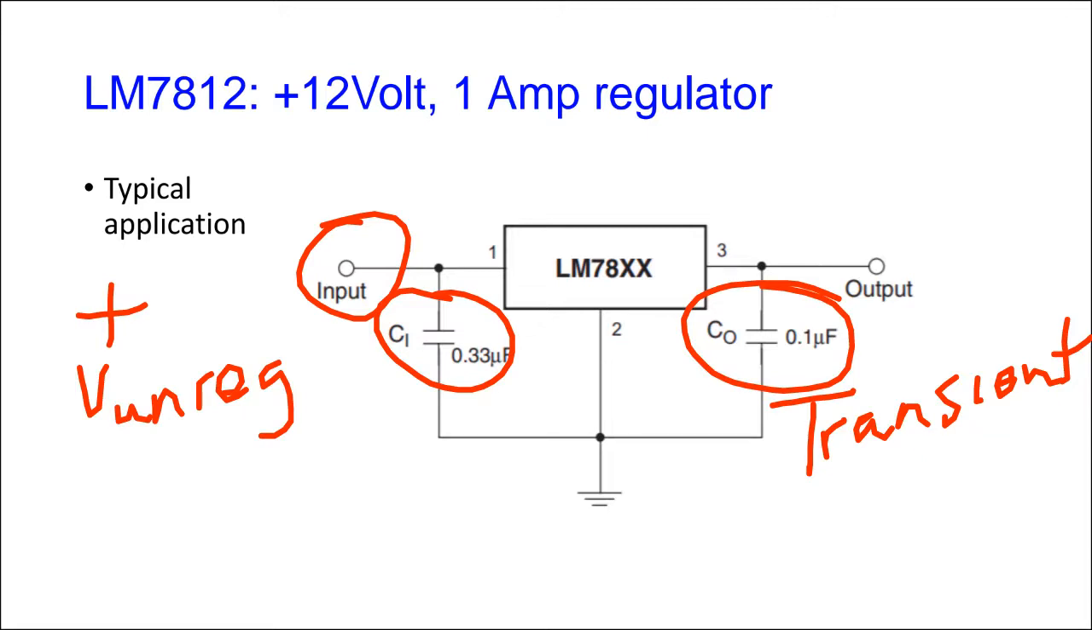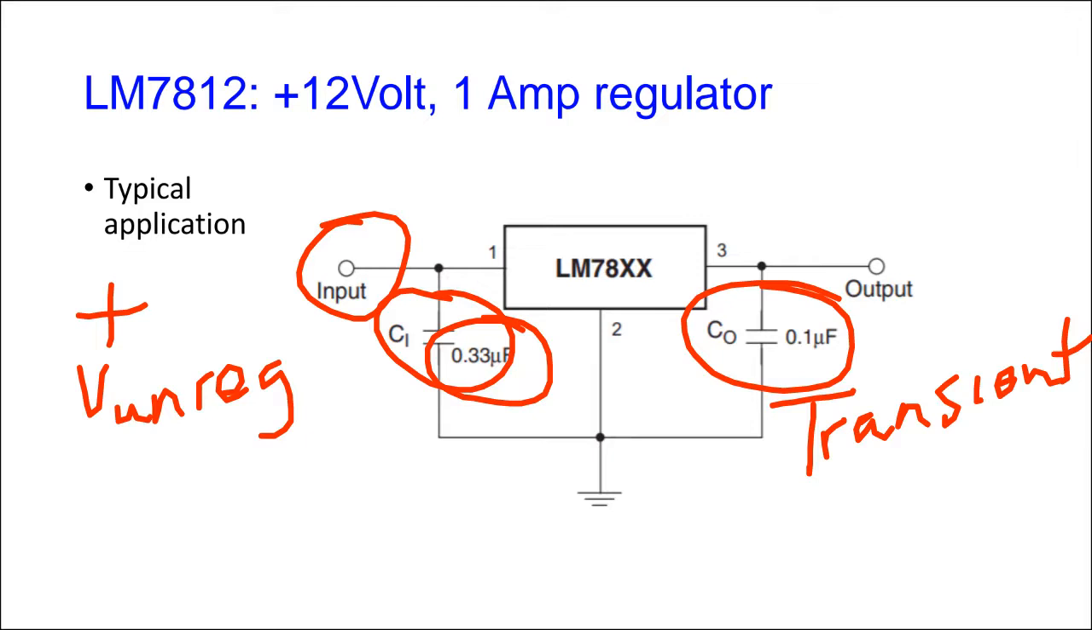So to clean out all of those things and to make the regulator perform a little bit better, they have these two small capacitors, one at the input, which is 0.33 microfarads, and the other one is 0.1 microfarad. They're small, so they're really designed to get rid of high frequency components, right? You remember that the reactance of a capacitor drops as the frequency goes up.